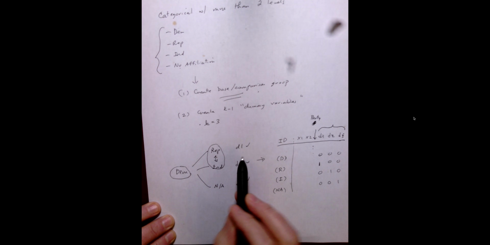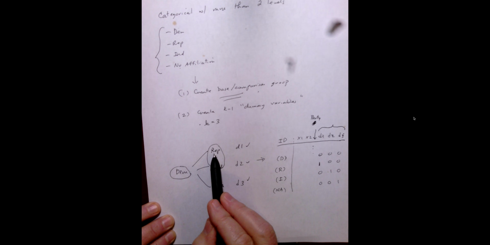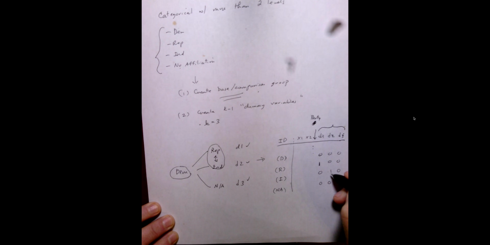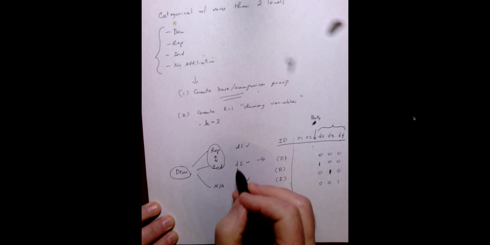So what would Republican look like? Well, I would have a 1 under dummy 1 because my dummy 1 is comparing Democrat to Republican. Independent would have a 1 under dummy 2 because that's my Democrat to independent comparison. And my dummy 3 would have a 1 under NA for the same reason.